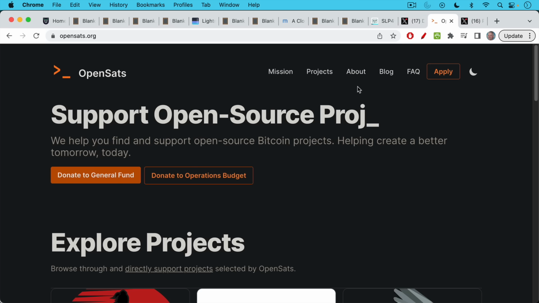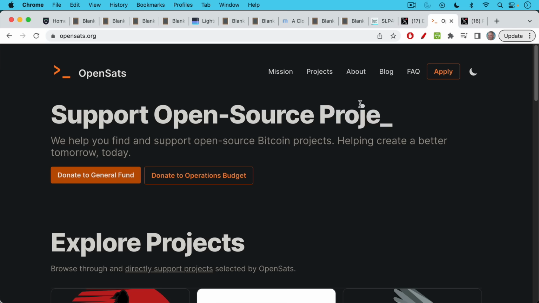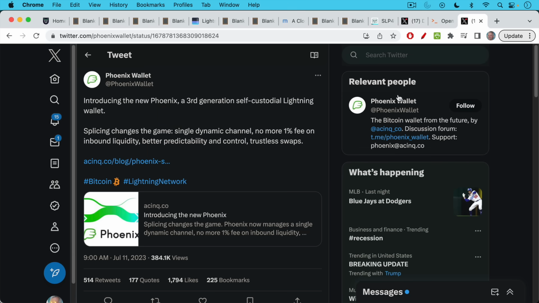So if this is something that you like to see and you have some money to spend or to donate, I'd encourage you to donate to OpenSats because it gets spread across really worthy projects like this that help to increase the value of all of our Bitcoin and the Bitcoin network and help to spread adoption. So opensats.org is definitely a good thing to check out.